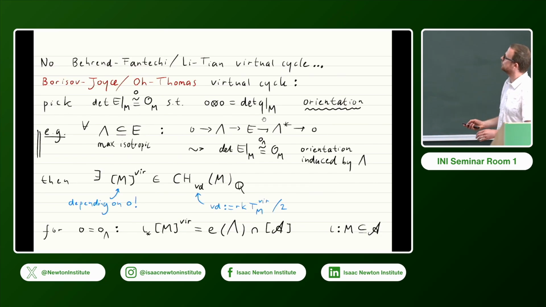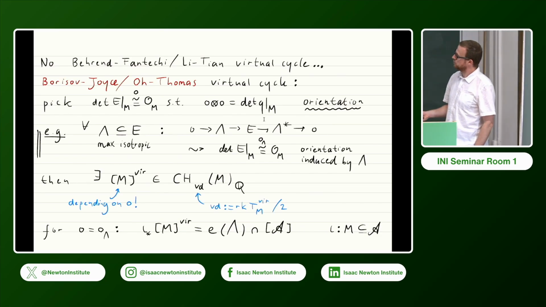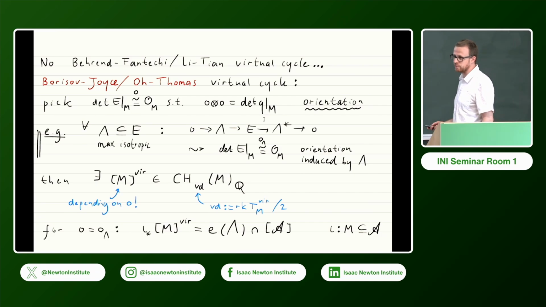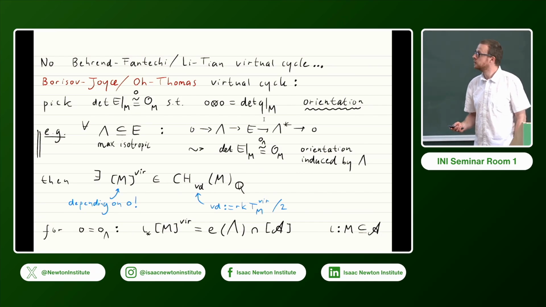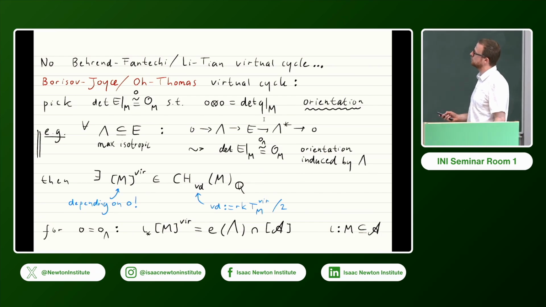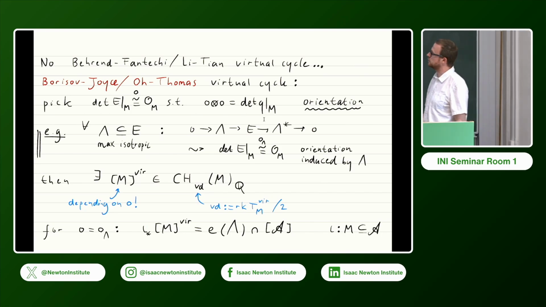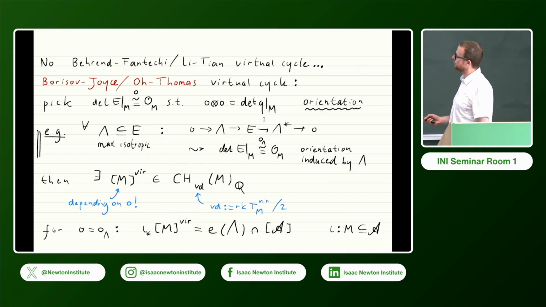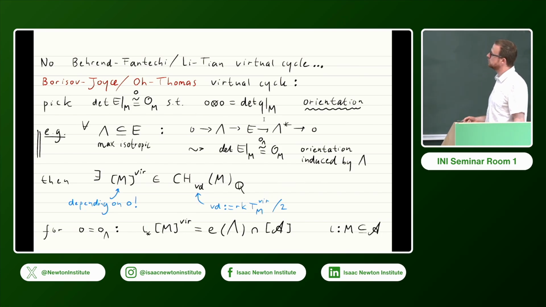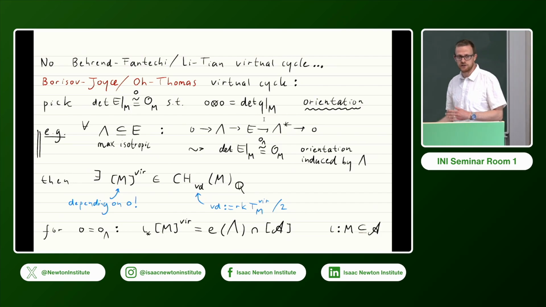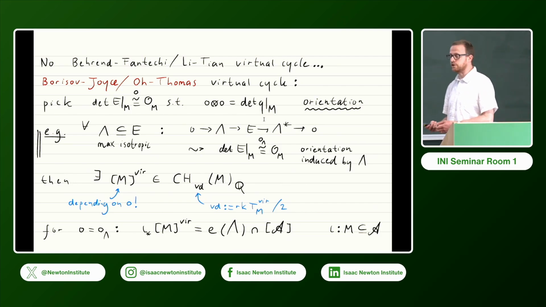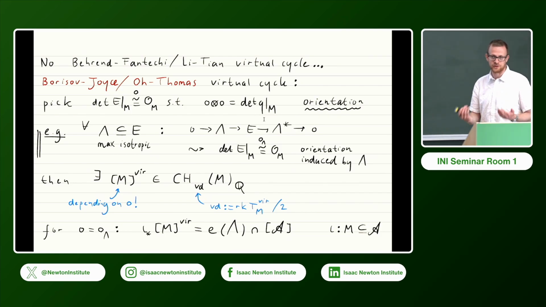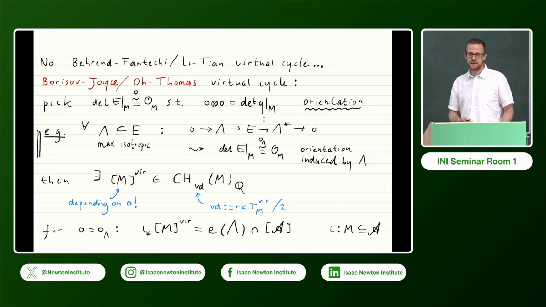So now that we have this, the first problem you're faced with is we don't have a 2-term obstruction theory, so we do not have a Behrend-Fantechi/Li-Tian virtual cycle. However, Borisov-Joyce and O. Thomas do construct a virtual cycle in the setting we're in. In fact, their construction is much more general. It doesn't need your moduli space to be globally the zero locus of an isotropic section, but in particular it will apply to our setting too.